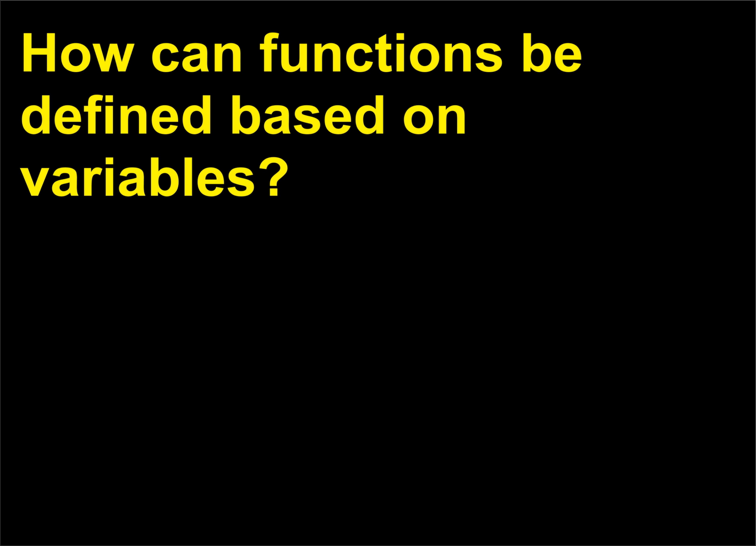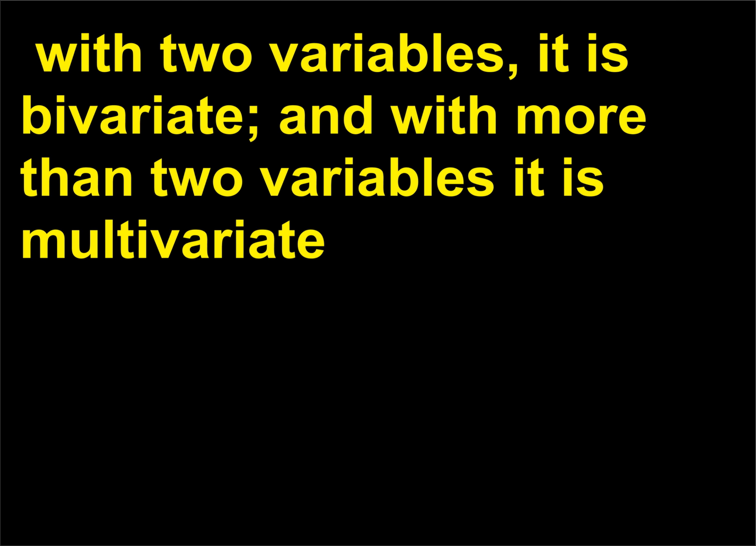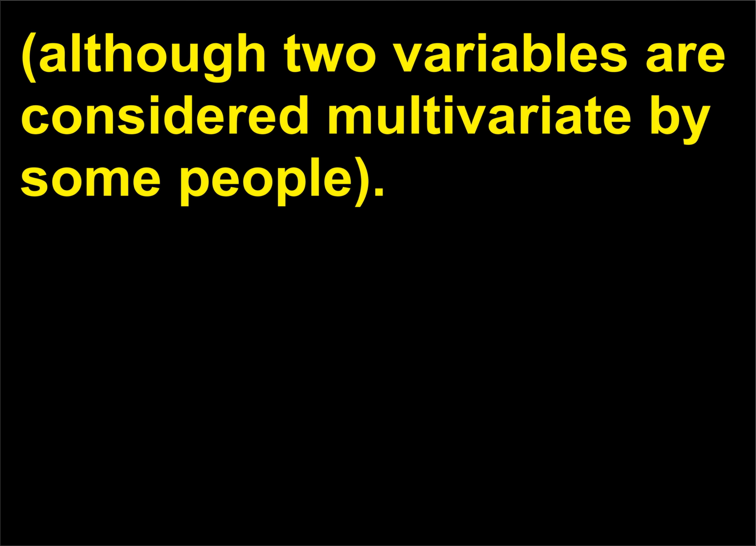How can functions be defined based on variables? A function having a single variable is said to be univariate. With two variables, it is bivariate, and with more than two variables it is multivariate, although two variables are considered multivariate by some people.